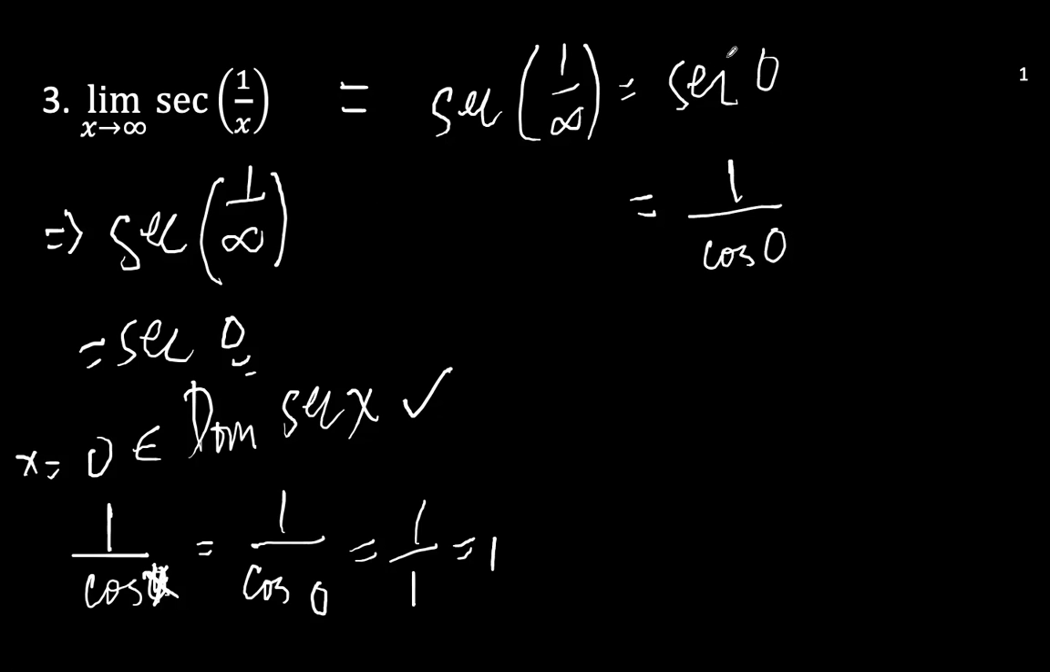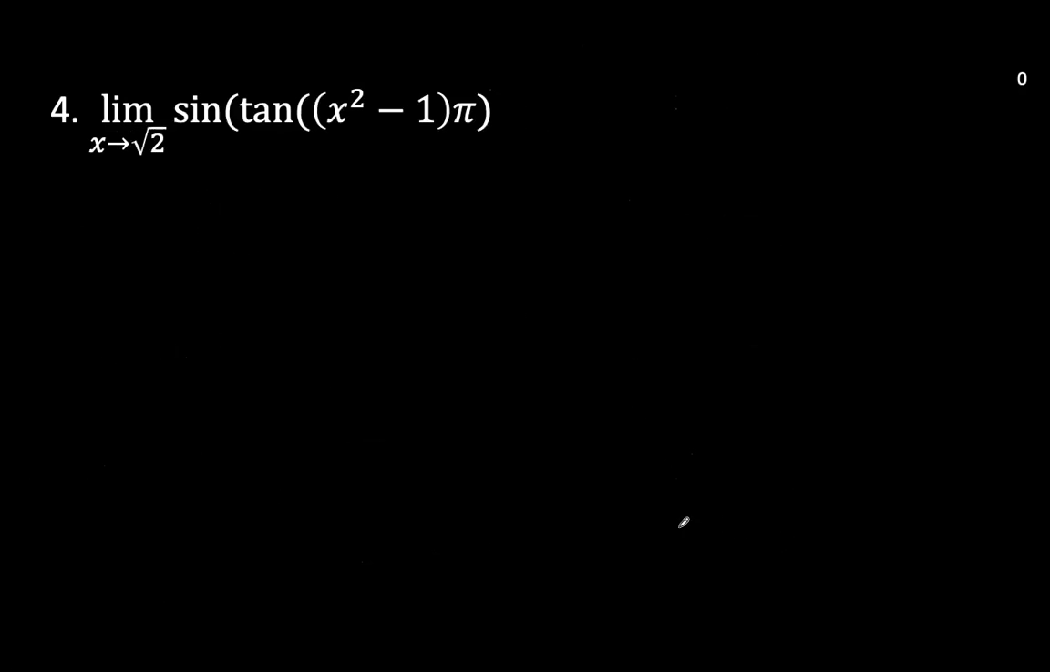If you're having a hard time or difficulty in evaluating this, you can convert it to a basic trigonometric function, cosine, sine, or whatever applies. So I know that cosine 0 is equal to 1, so therefore the answer here is 1. So the limit of secant 1 over x as x approaches infinity is equal to 1.